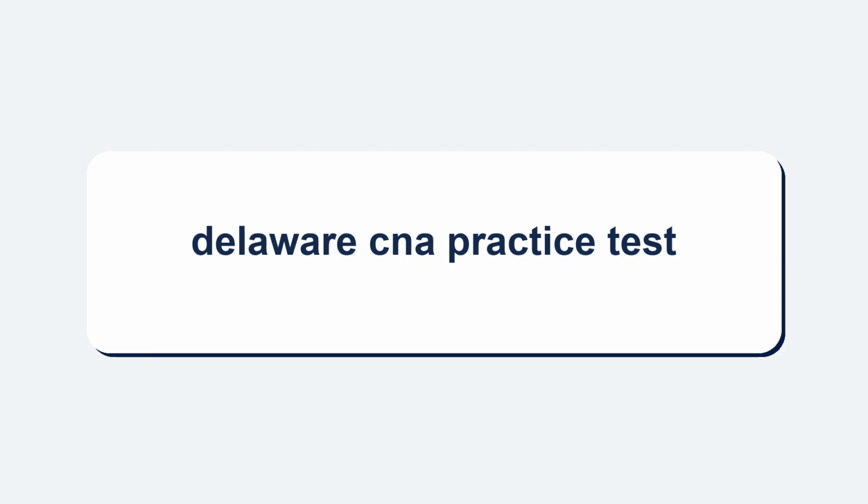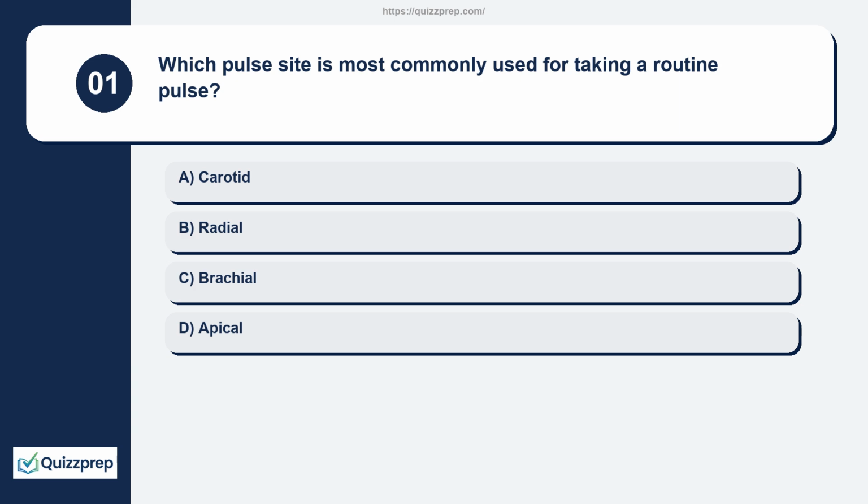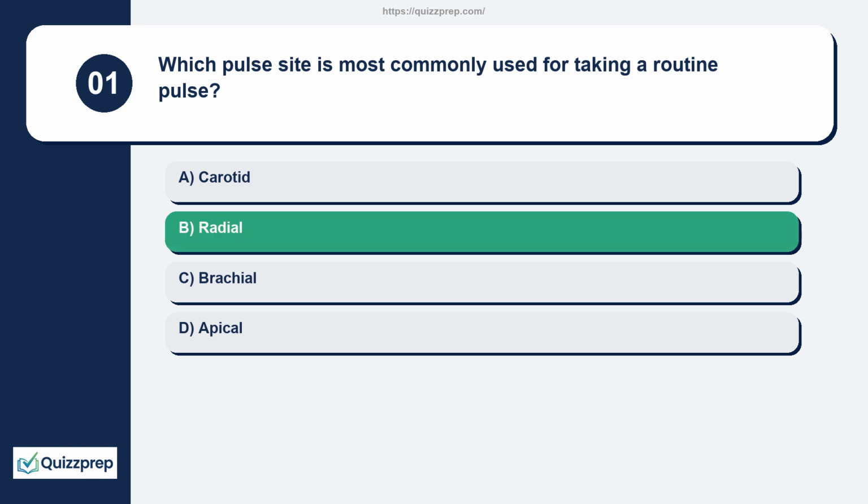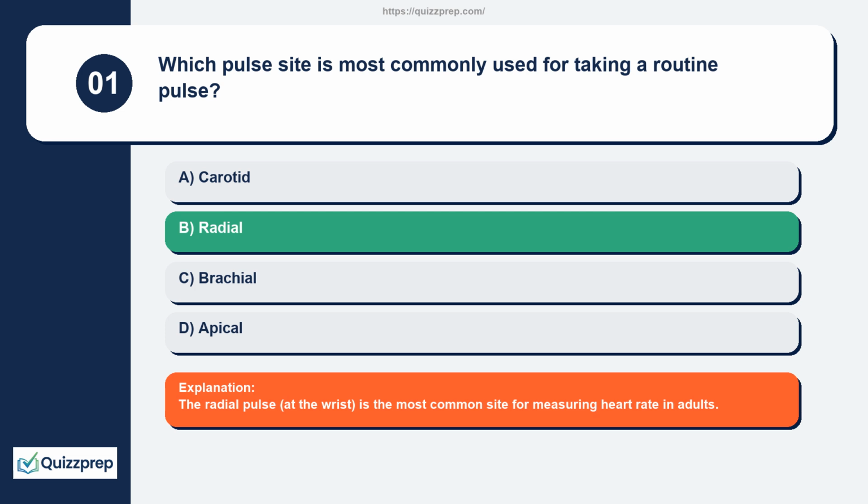Delaware CNA practice test. Question 1. Which pulse site is most commonly used for taking a routine pulse? Carotid, radial, brachial, apical. The radial pulse, at the wrist, is the most common site for measuring heart rate in adults.